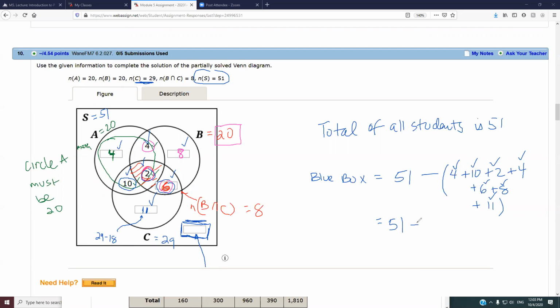Let's see. I'm going to try to do this in my head. 14, 16, 20 plus 14. That's 34 plus 11. If I add these numbers up, I think I'm getting 45. So that leaves 6. So in this box, I would put a 6.